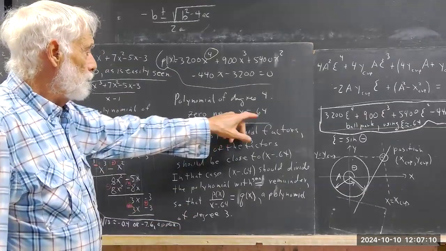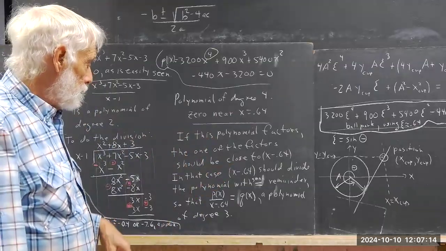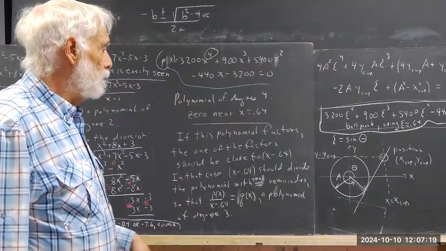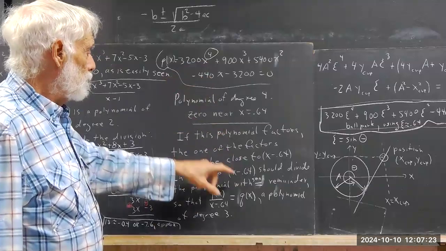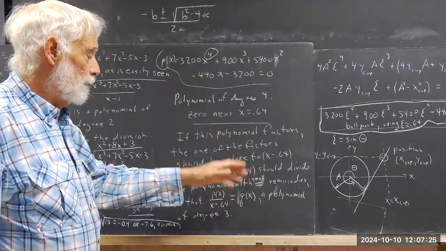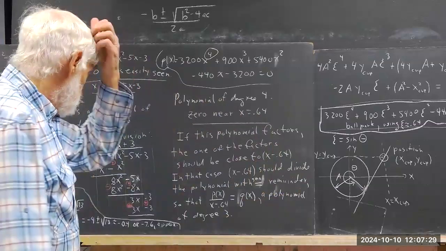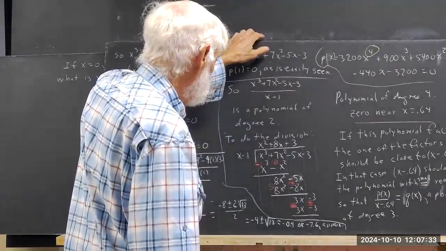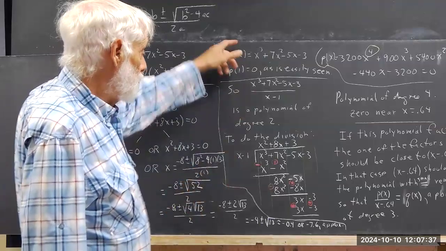And if x equals 0.64, which is an estimate I made of where the thing was, is actually a 0, then this polynomial should be divisible by x minus 0.64 and give you a polynomial without remainder. Now I did all that in some detail, and you get that in the preceding video. So here's how we divide it.